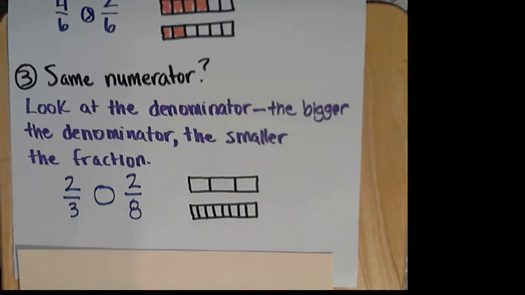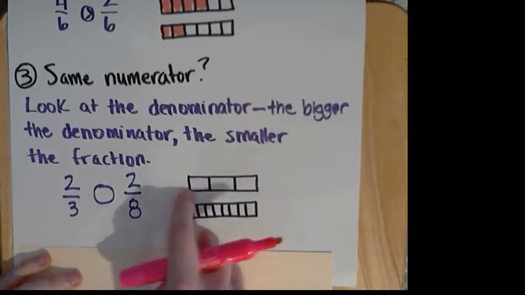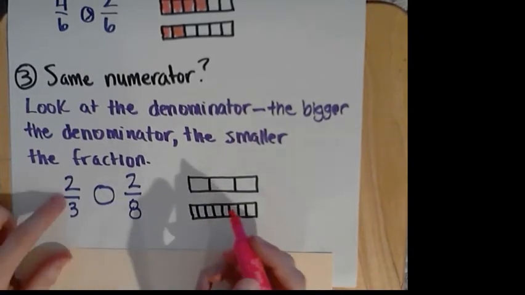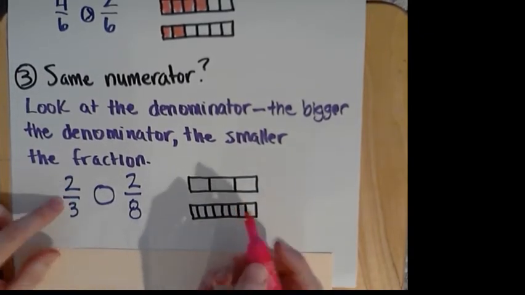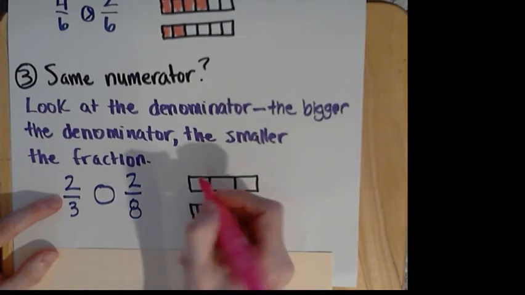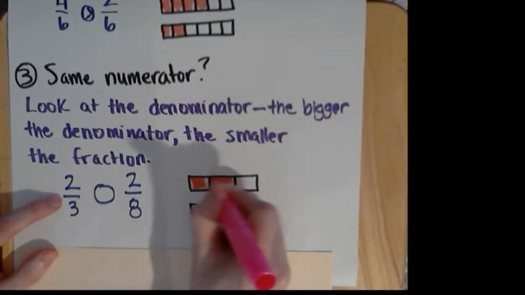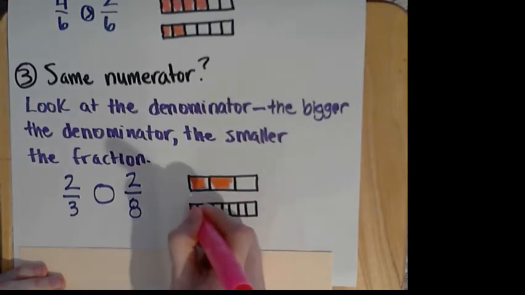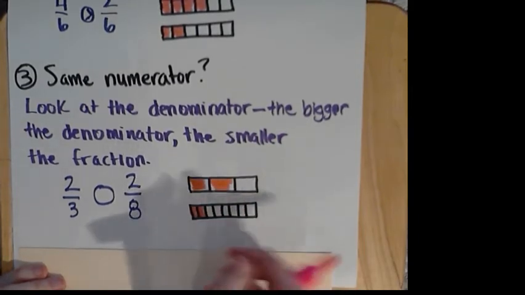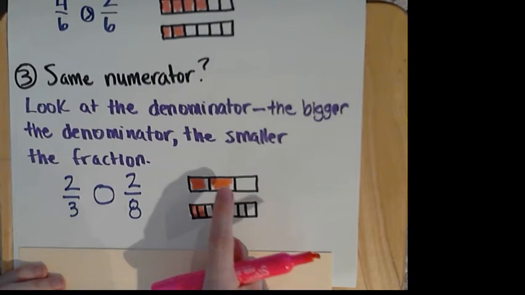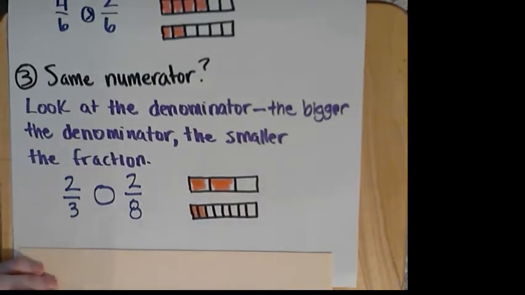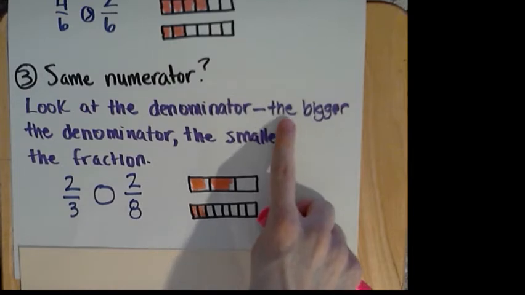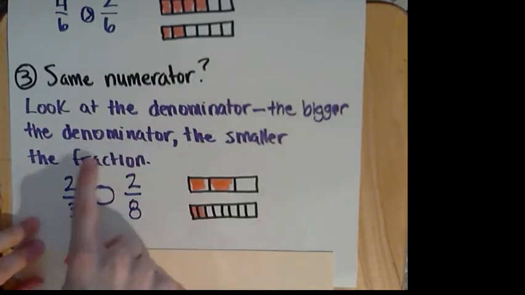All right, so 2/3 and 2/8. If we're comparing these over here, I have the models already set up for us. So let's show 2/3. Here's 3 pieces. Shade in 1, 2. And then this right here, 2/8. Here's 8 pieces down here. 1 and 2, and ooh, we can see that 2/3 is way, way bigger than 2/8. We're going to come back up to this though. The bigger the denominator, the smaller the fraction.